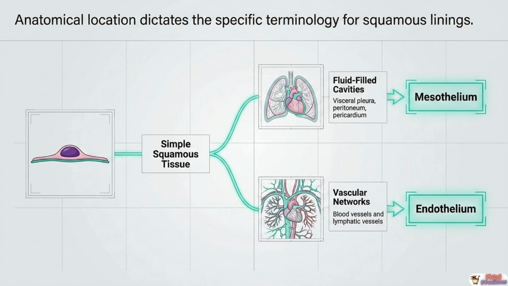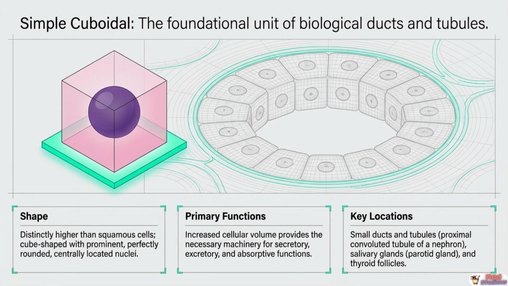So, to summarize, same cell type, same shape, but the location transforms the name and the specific clinical significance. Moving up in complexity, we now encounter simple cuboidal epithelium, and the change in cell shape signals a dramatic change in function.